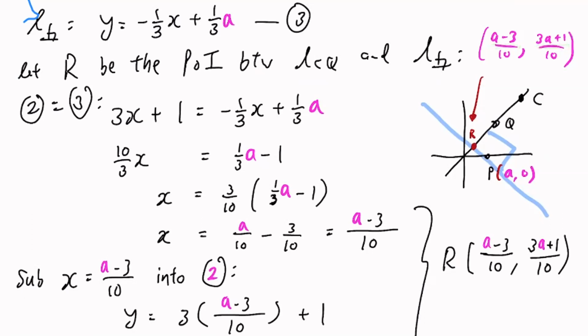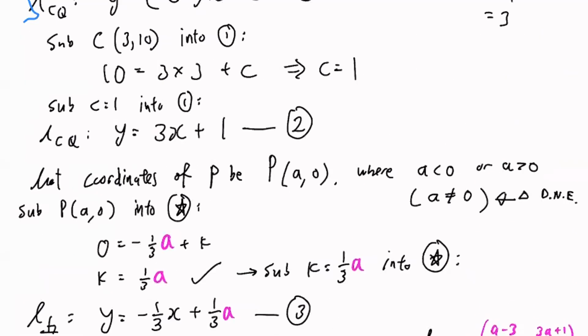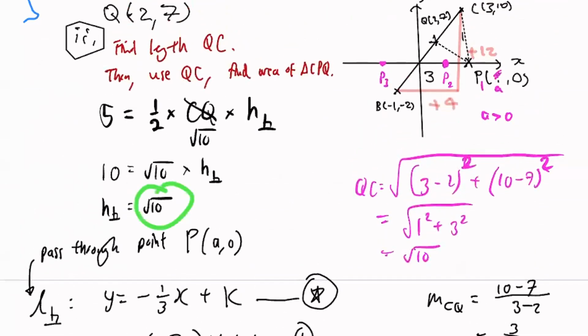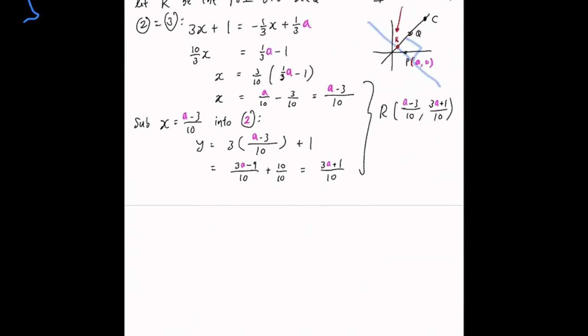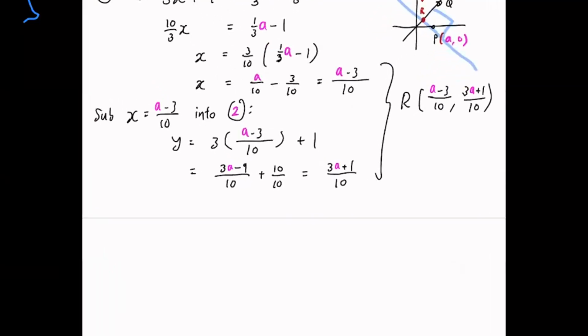Now we have the coordinates of R and P. What can we do? We know that this must be the what of the triangle CQP? The height, which we already found out to be square root 10. So that means we can use the distance formula to find out the height. Correct or not? And then we equate to square root 10. Wow, not enough, add another page. Let me know if you can find a faster way. I cannot think of a faster way right now.